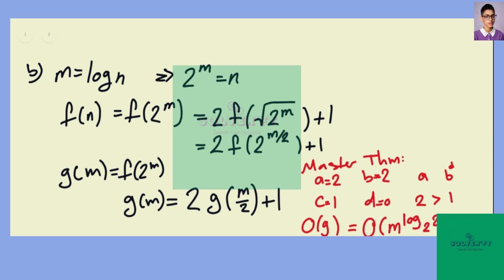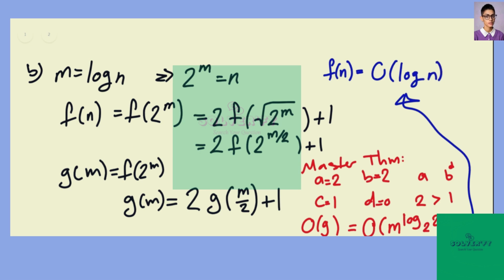We just have one little thing here. We don't actually want this in terms of m, right? So what this means is f(n) is going to be big O of log n, and we get that from our relationship that we started with, that m is equal to log n.